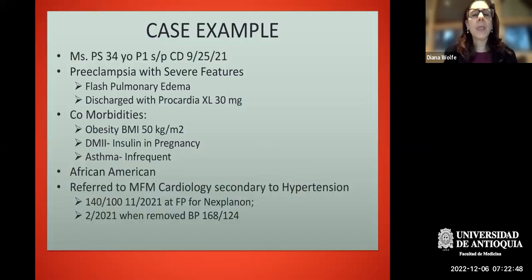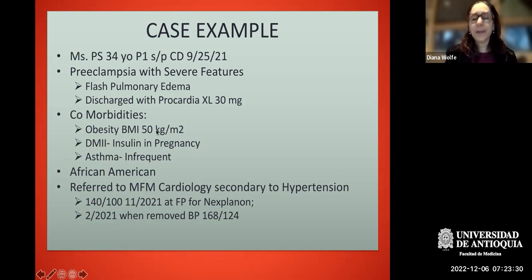Esto es un ejemplo. Esto es un paciente que yo vi el año pasado, una persona de 34 años, tenía un cesárea en septiembre de 2021 y durante su embarazo tenía preeclampsia, tenía edema pulmonar y fue a la casa con procardia para controlar su presión. Tenía un BMI de 50, tenía diabetes y asma que era bastante controlada. Ella identificaba a su misma de afroamericana.